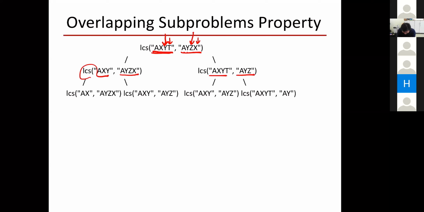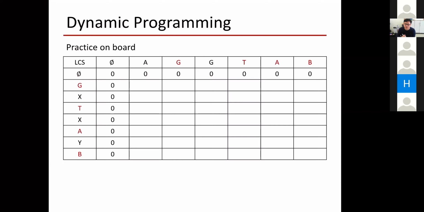So AXYT and AYG. Then if it doesn't match, I keep repeating the same procedure. Meaning I can keep using my previously computed result, okay? Which is the exact pattern for dynamic programming.